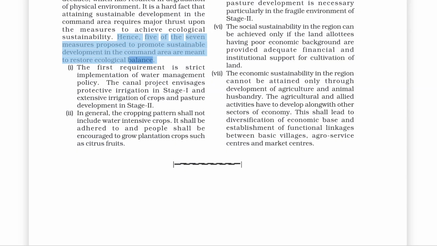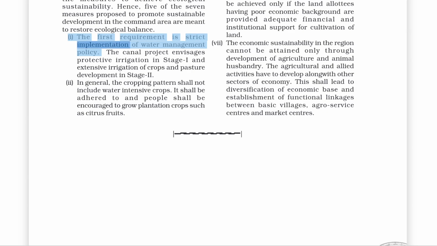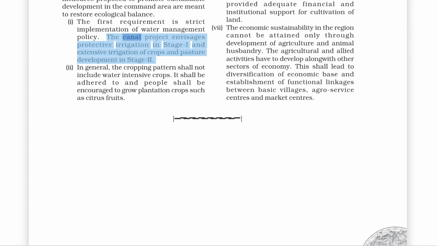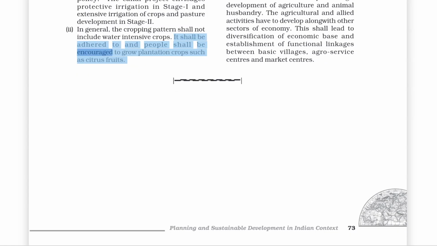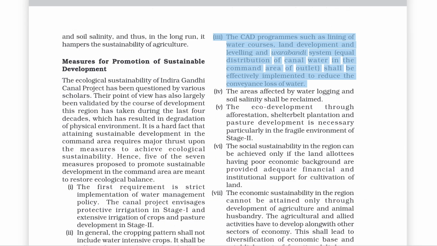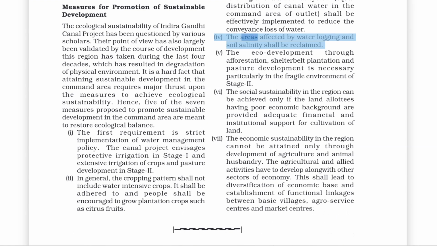The first requirement is strict implementation of water management policy. The canal project envisages protective irrigation in Stage I and extensive irrigation of crops and pasture development in Stage II. 2. In general, the cropping pattern shall not include water-intensive crops. It shall be adhered to and people shall be encouraged to grow plantation crops such as citrus fruits. 3. The CAD programs such as lining of watercourses, land development and leveling, and warabandi system, equal distribution of canal water in the command area of outlet, shall be effectively implemented to reduce the conveyance loss of water. 4. The areas affected by waterlogging and soil salinity shall be reclaimed.